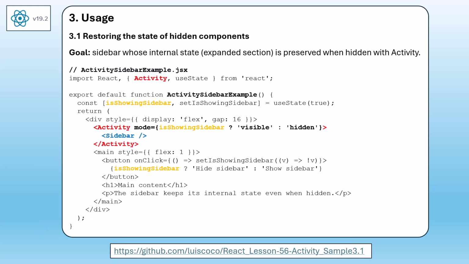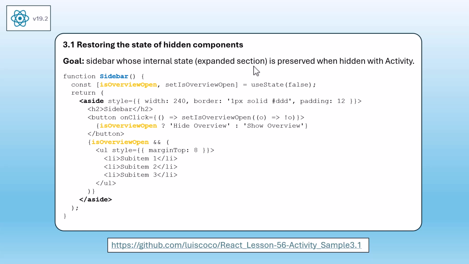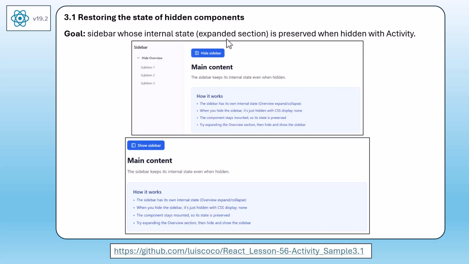3. Usage. 3.1 Restoring the state of hidden components. In many applications, we conditionally show or hide components by mounting or unmounting them. The issue is that unmounting erases their internal state entirely. Activity avoids this problem by hiding components instead of destroying them. The internal state is preserved exactly as the user left it. If a user expands a section inside a sidebar and later hides the sidebar, activity ensures the expanded state is restored when the sidebar reappears. This is ideal for user interfaces that collapse and reopen frequently but must maintain continuity.